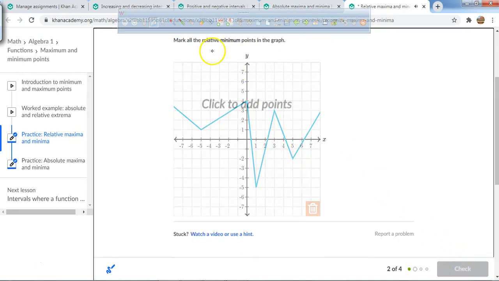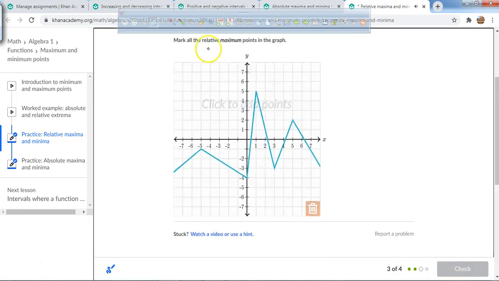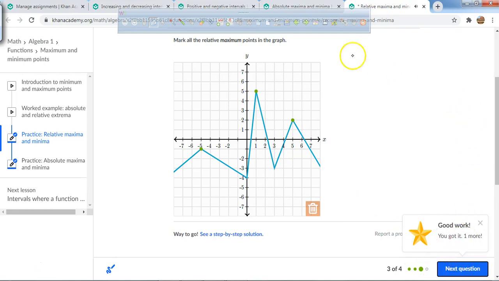All right, here we go. Mark all the relative minimums. So even though that's the absolute minimum, just mark it along with the other relative minimums. All relative maximums: that one, even though that's the absolute maximum, and there's another maximum right there. That's what you're doing on that.